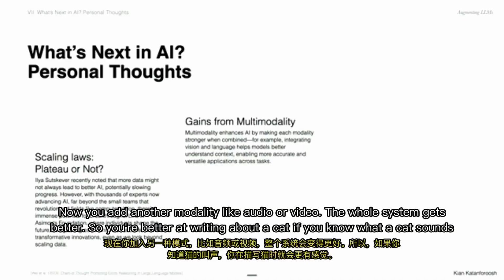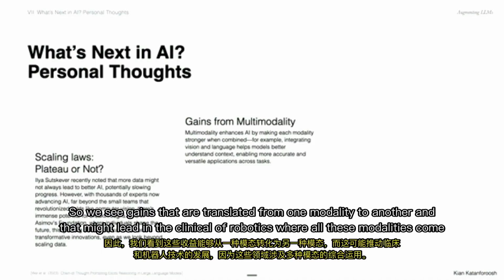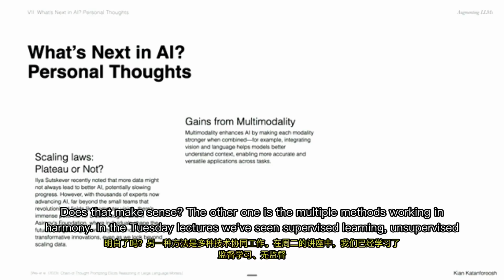So you're better at writing about a cat if you know what a cat sounds like, if you can look at a cat on an image as well. Does that make sense? So we see gains that are translated from one modality to another, and that might lead to the pinnacle of robotics, where all these modalities come together, and suddenly the robot is better at running away from a cat because it understands what a cat is, how it sounds, what it looks like, etc. That makes sense?